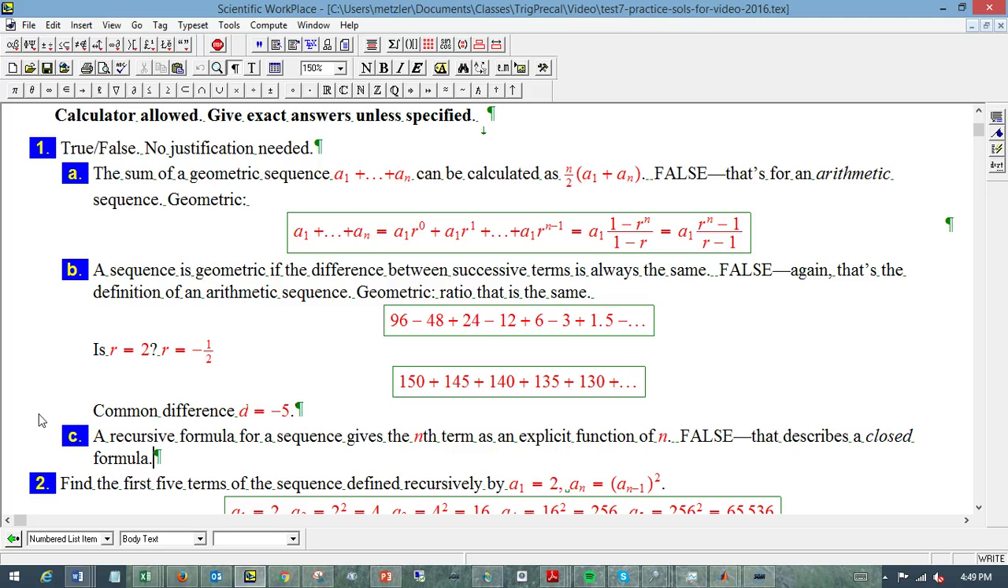A recursive formula for a sequence gives the nth term as an explicit function of n. That's what's called a closed formula.